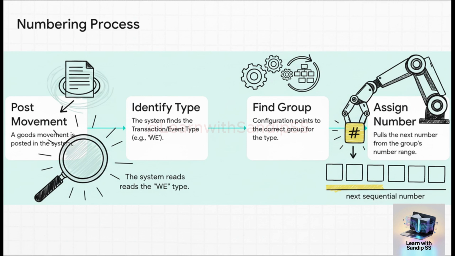It's like this four-step dance. A movement gets posted, the system instantly sees the event type, it quickly checks the config to see which group the event type belongs to, and finally, it just grabs the next number in line from that group's number range and assigns it.